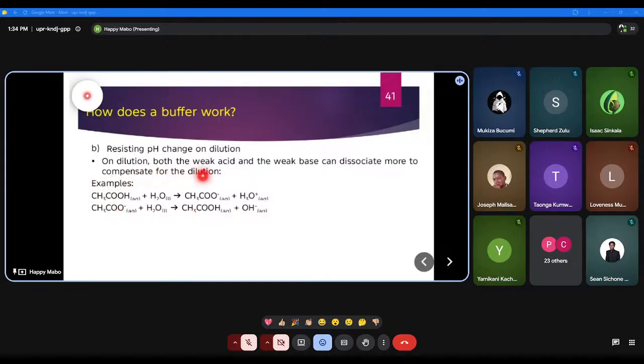So the system is going to balance the pH. It's going to resist changes in pH by balancing up the molecules present in this solution in terms of those two that are there. So even when you add water, the pH will not change significantly.